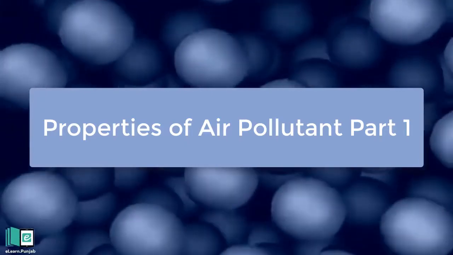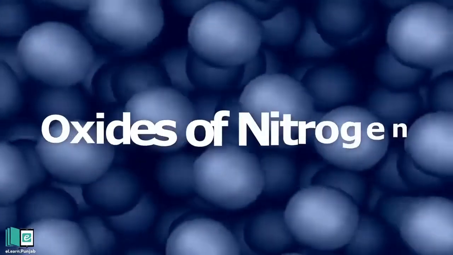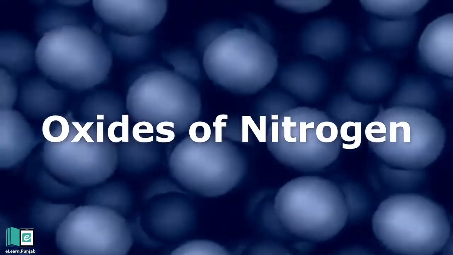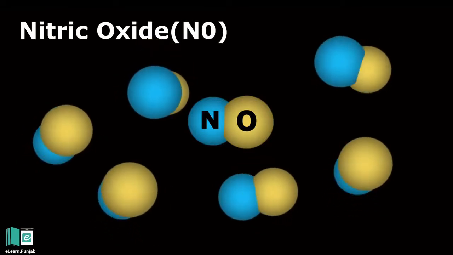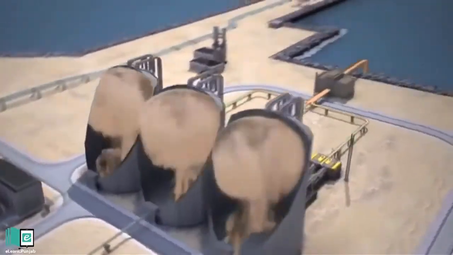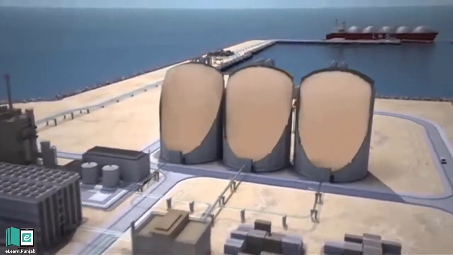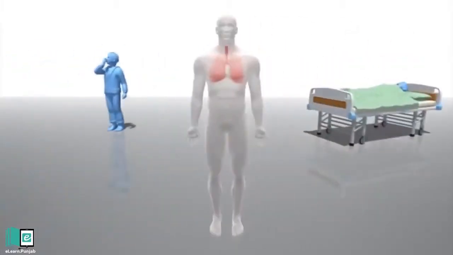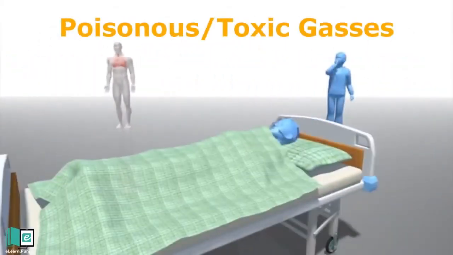Properties of air pollutants, Part 1. Oxides of nitrogen. These are different types of nitrogen-based gases called nitric oxide, nitrous oxide, or nitrogen dioxide. A combination of such gases can be seen as reddish-brown in color, and these are very harmful, toxic or poisonous gases.